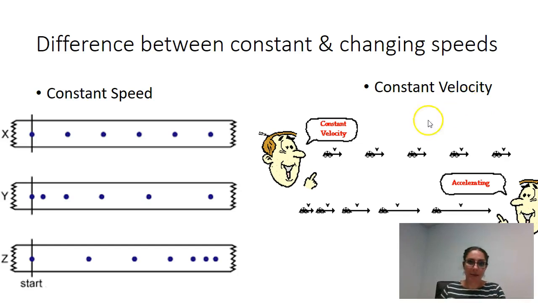So take a look at this. Here's a constant speed right here, but look at this one. This one's changing its speed because notice the distance interval is now changing. It's smaller here and bigger here. Take a quick guess. Is this object speeding up or slowing down?